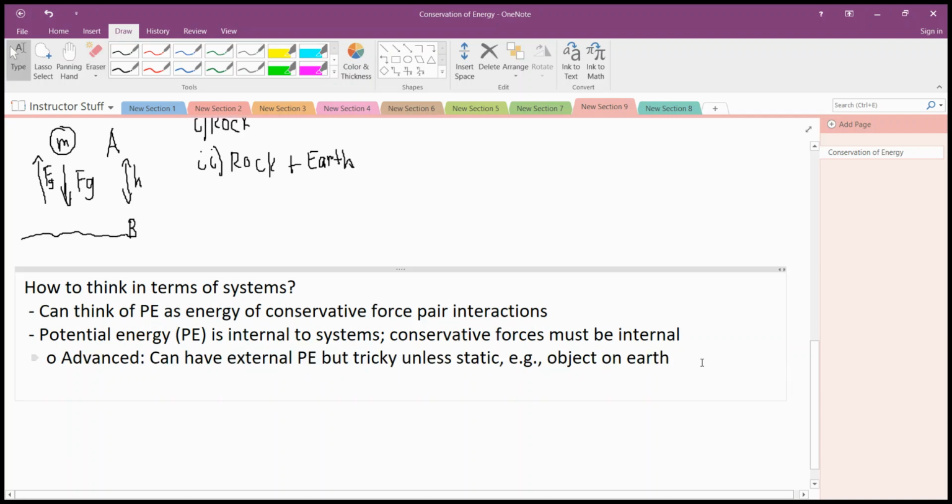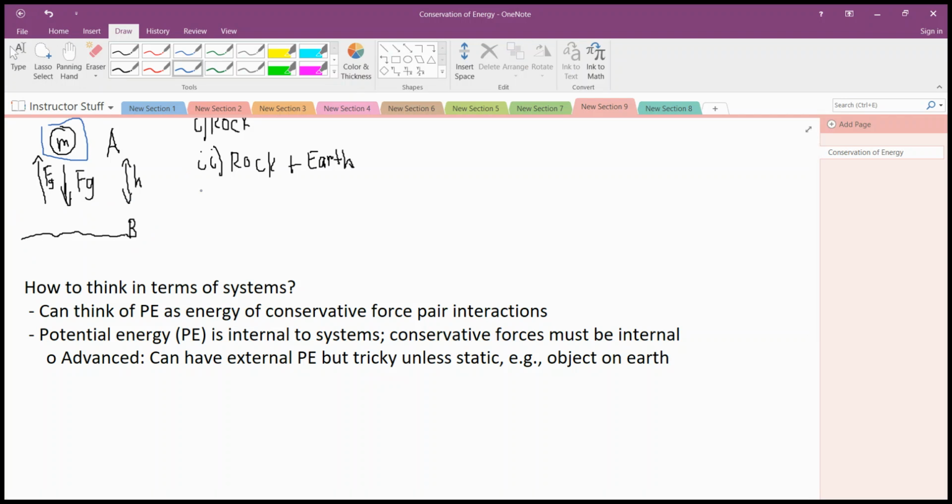Now, what I just said is true, and we'll hold that it's true for the rest of the class, but you should know that if you get more advanced, it is possible to define an external potential energy and have the rock inside the system and the Earth be outside your system, and then your rock has a potential energy in coordination with an object that's outside the system. But this can get kind of tricky to understand and a bit tricky to deal with unless it's a situation like this, where one of the objects, which we understand as the source of the potential energy, is not moving.